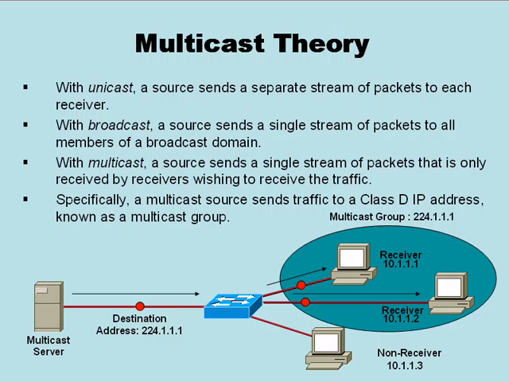With multicast correctly implemented, the switches and or the routers in the network will send traffic only to those devices, only to those receivers that want to receive the traffic, giving us again the best of the unicast world and the broadcast world.